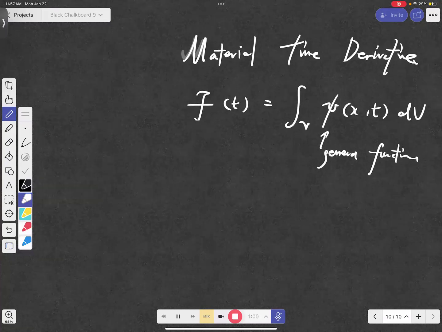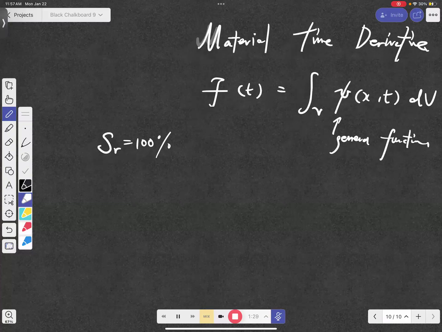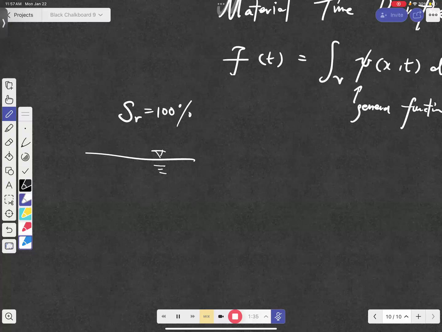Now, let's imagine something that is fully saturated. In the undergraduate class, you probably have this S_r that indicates the degree of saturation. In geomechanics or geotechnical engineering terminology, a degree of saturation equal to 100 means that all the fluid in the pore space is water. So you can imagine something that is submerged or below the water table as a material that is fully saturated.